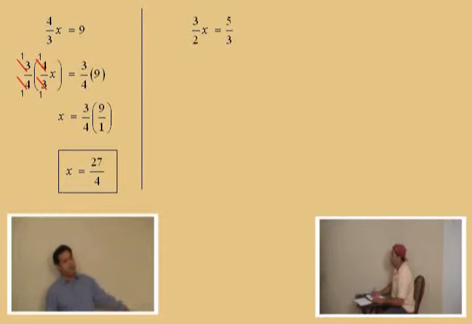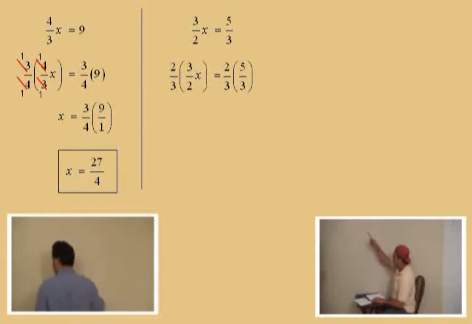Okay, Charlie, what's the reciprocal of 3/2? 2/3. Very good, Charlie. It's 2/3. So we're going to multiply both sides by 2/3. There you go. Okay, 2/3 multiplied to both sides.